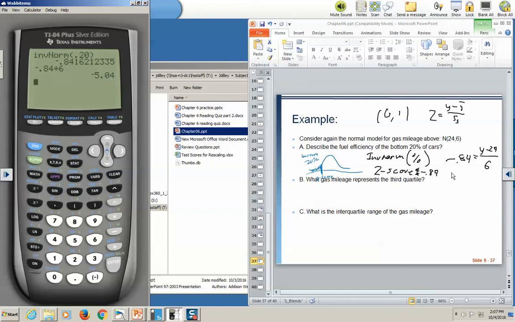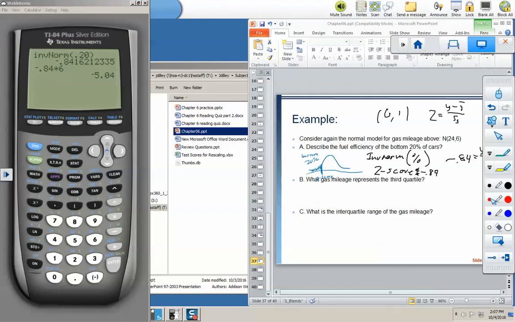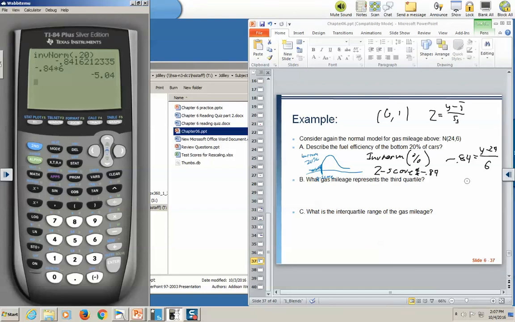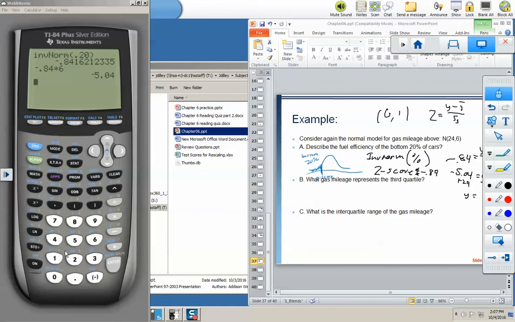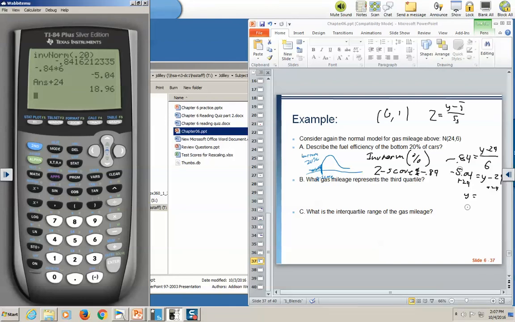So that's negative 5.04 equals y minus 24. And then we need to add 24 to both sides to get what my y would be. So this is negative 5.04 plus 24, which is 18.96. And that is my solution here.